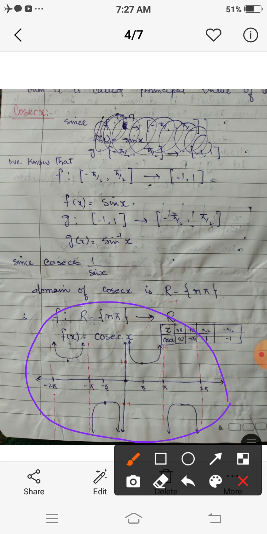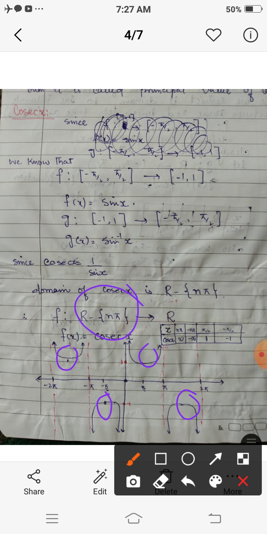Now clearly this function is neither one-one nor onto. It is not onto because the points in the interval minus 1 to 1 are not image points. It is also not injective because different points have the same images, like pi by 2, minus 3 pi by 2, minus pi by 2 and 3 pi by 2. All these values are different, but their value is the same, either 1 or minus 1. So in order to find its inverse, we have to restrict its domain as well as its codomain.